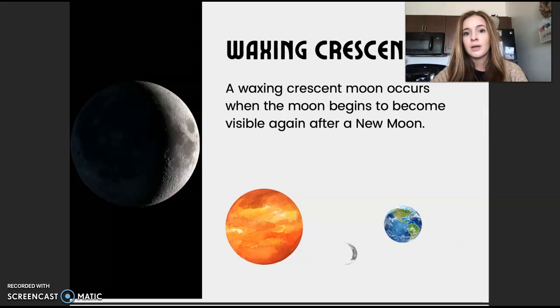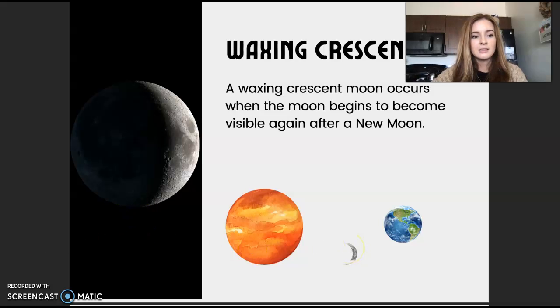Next one we're going to talk about is the waxing crescent. The waxing crescent moon occurs when the moon begins to become more visible again after a new moon. So you've seen that little sliver of the moon, and it's going to appear on the right side. So right here, this is where it's positioned in reference to the Earth and the sun. And because it's coming out of this position, you're starting to see a little bit more of its light. So it looks like that.